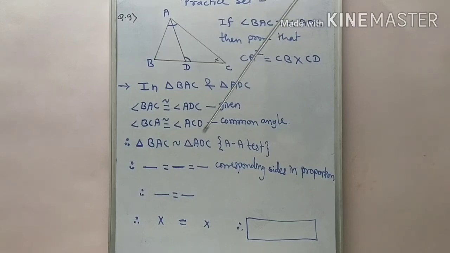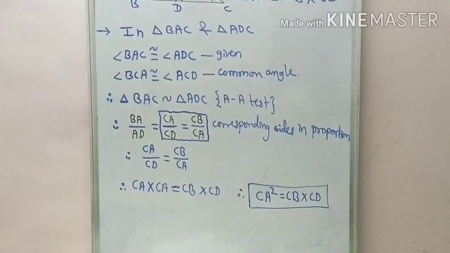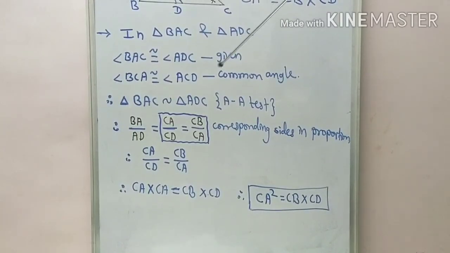Okay, and now we write down the corresponding sides which are in proportion. Here what we get, try to write down the names of the sides like this. Corresponding sides, BA corresponding side is AD, so BA upon AD equal to what? AC we can write as CA upon DC means CD equal to the remaining pair BC means CB upon AC means CA.